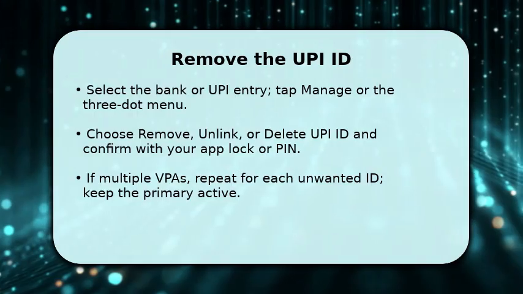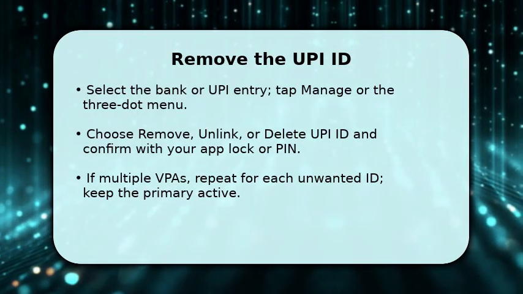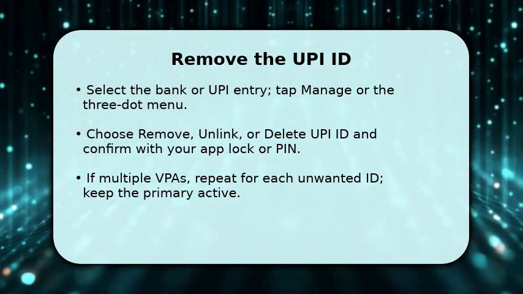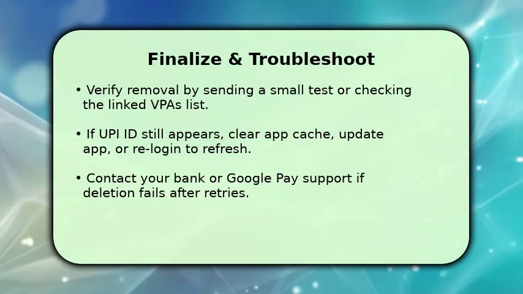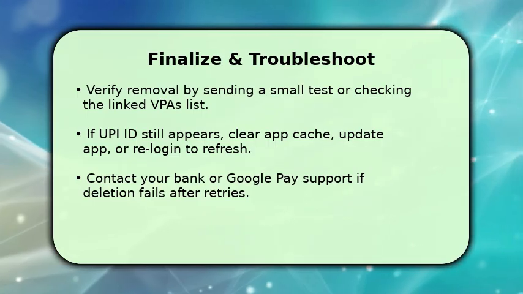If you have multiple unwanted VPAs, repeat the process. Make sure to keep one primary UPI ID active for payments and autopay verification. Finish by verifying that the UPI ID is gone. Check the linked VPAs list or send a small test to your primary ID to confirm routing.